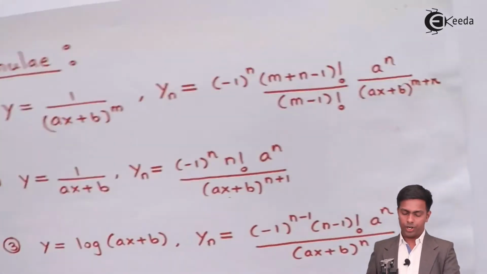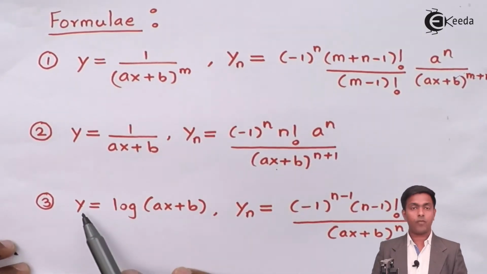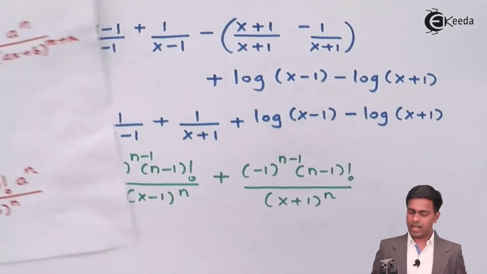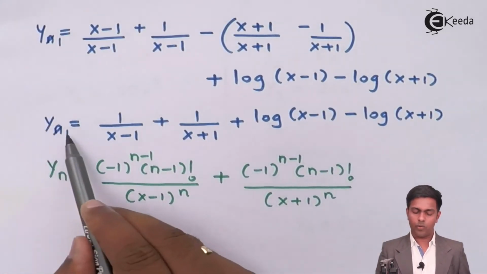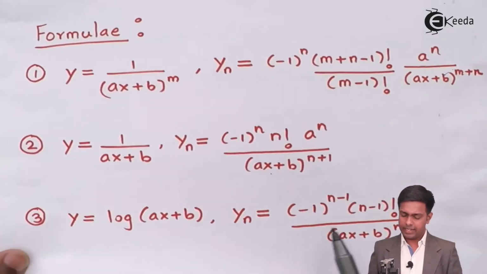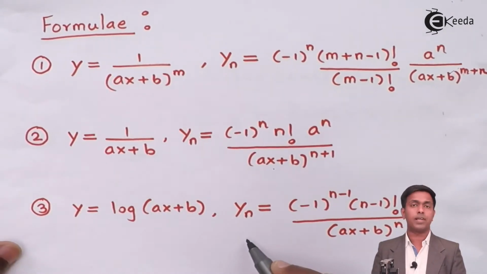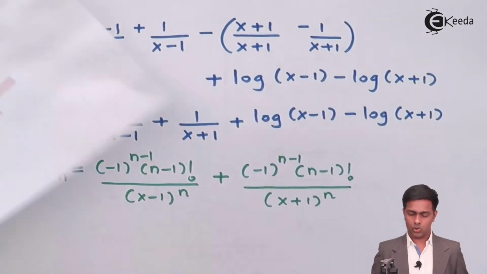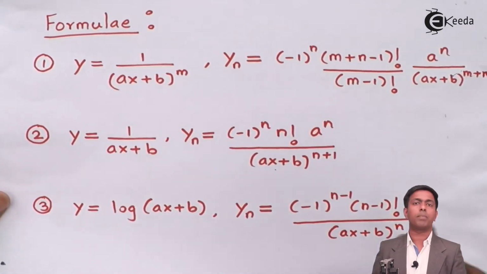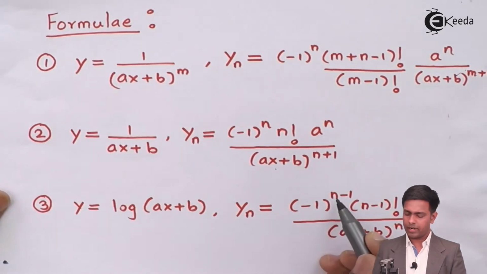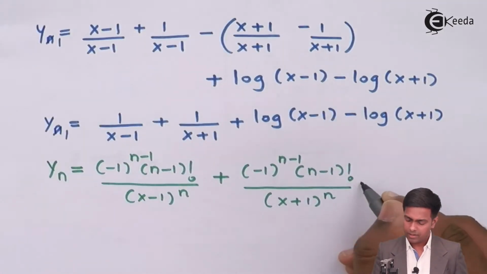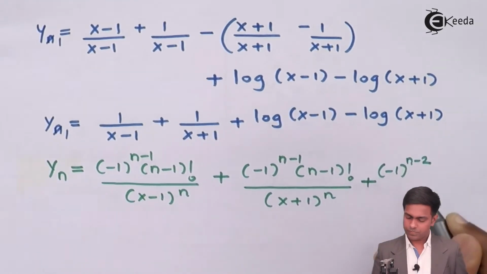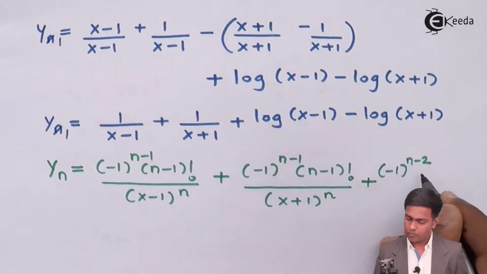Now, according to this formula, if the value of y is log of ax plus b, this is the value of yn. But here I have log at step y1, so it means I'll get this answer at yn plus 1. What I want is yn in the answer, so I will reduce each and every power by 1. So here I'll get n minus 2, and here I'll write plus minus 1 to the power n minus 2.